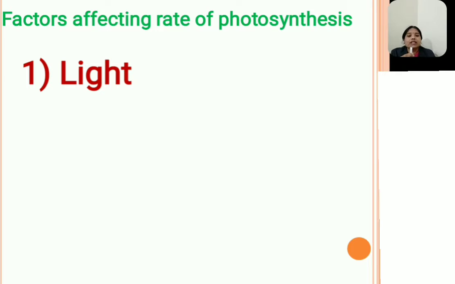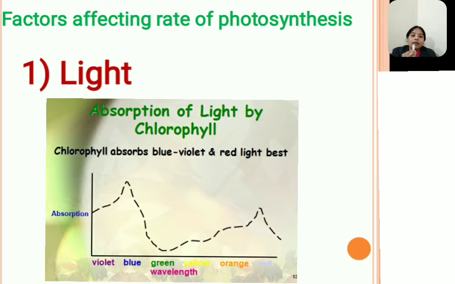So the first point is quality. Light between the wavelength 400 nm to 700 nm is most effective for photosynthesis. Maximum photosynthesis occurs in red light, but photosynthesis is minimum or absent under green light. So quality is important in a light.